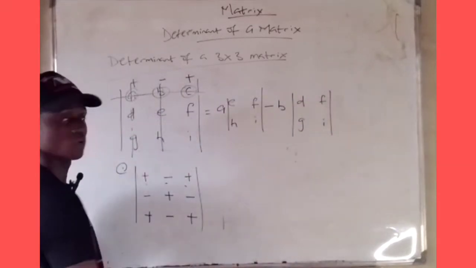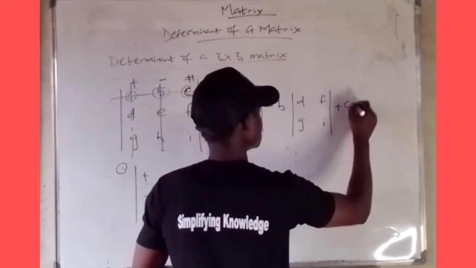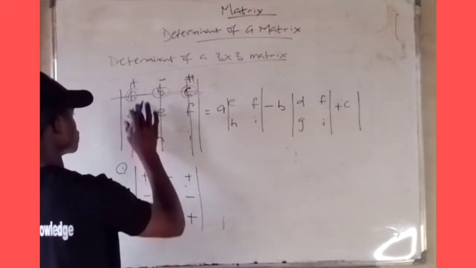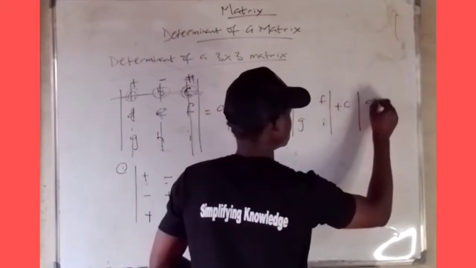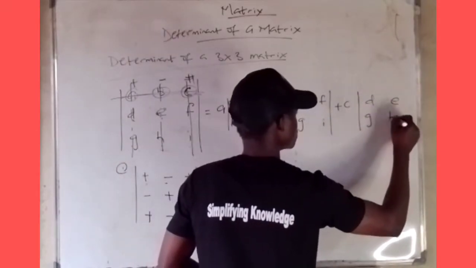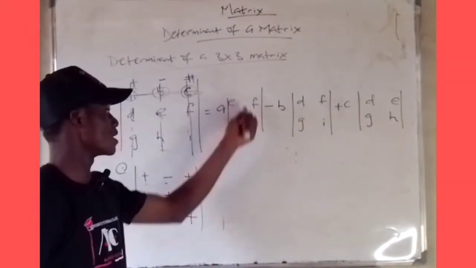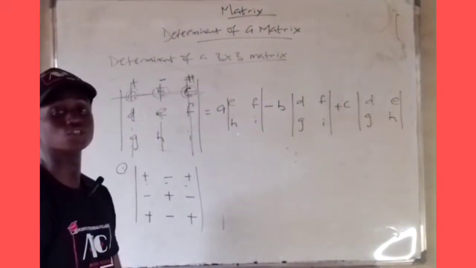So the next one is C. That will be a plus C. So I rule this place out and rule this place out. So I'll be having D, E, and G, H. So obviously, as you could guess, you solve this 2 by 2 determinant just the way we have done the other ones, and then you're just good to go.